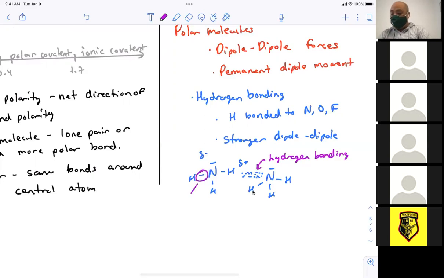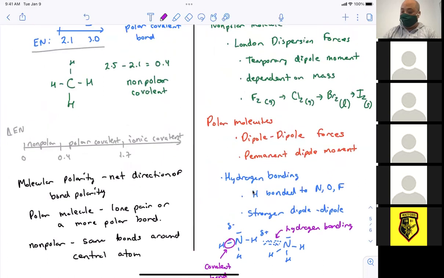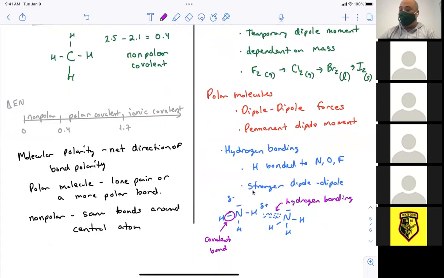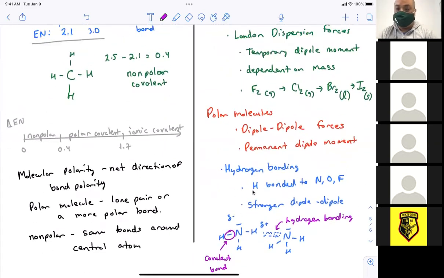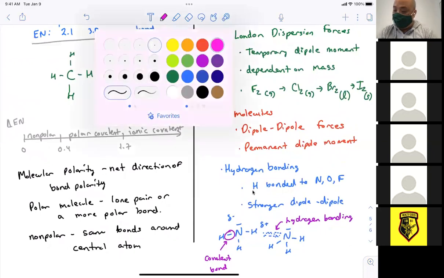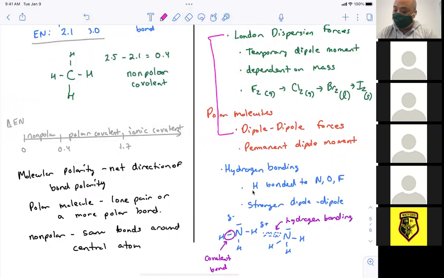This is a covalent bond, which is much stronger. But the hydrogen bonding is the attraction between two molecules. Oh, one last thing, and then we'll stop for SL. These two are known as van der Waals forces.